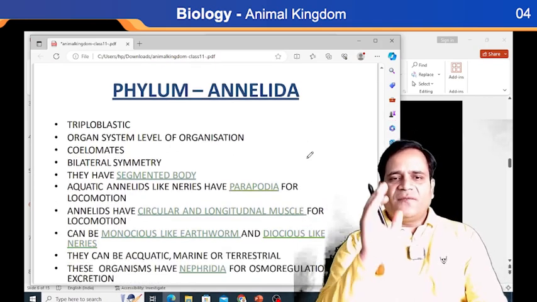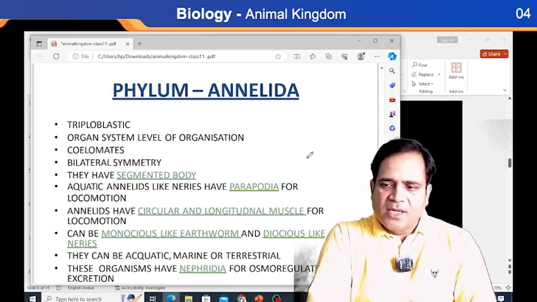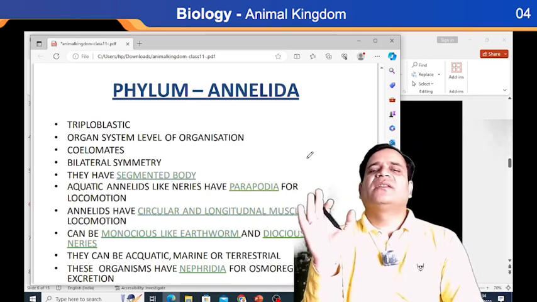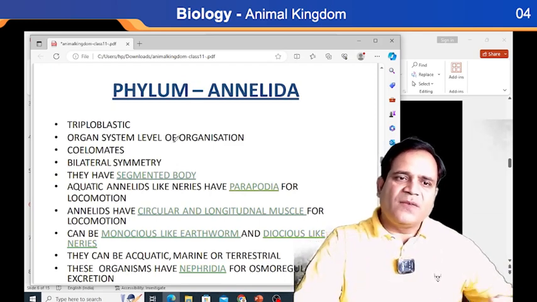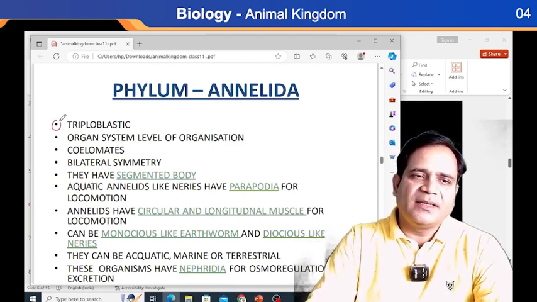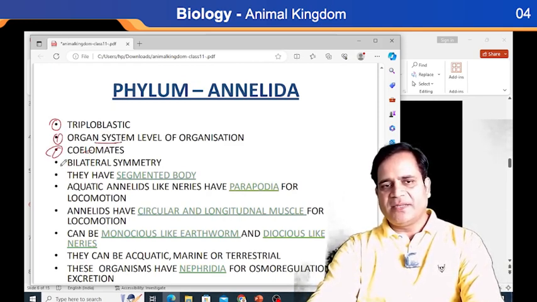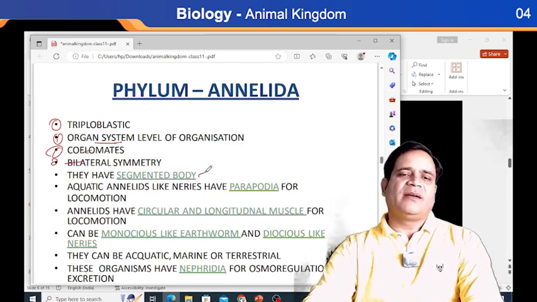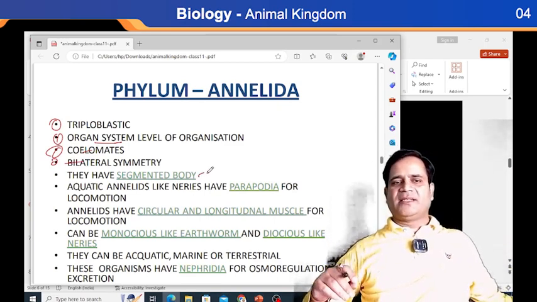See, for the phylum Annelida, there is only a short point here. So you have to do just a quick revision over all these things, whatever is given in your mind map. Clear? So if I'm saying the word phylum Annelida, then it is what? Triploblastic. Organ system level of organization, coelomate body, bilateral symmetry, and they have a segmented body. Segmented body means what? They have segments with repeated organs.